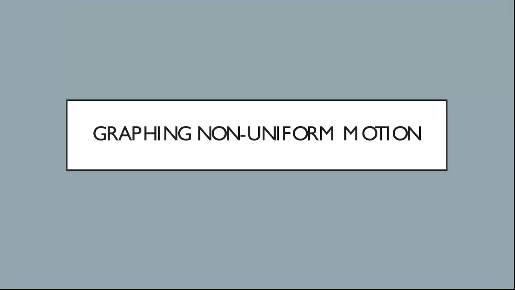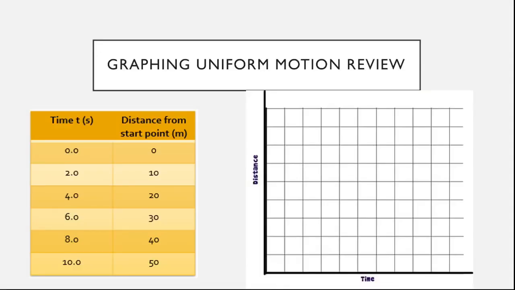Alright, you guys, so now that we know what non-uniform motion is, we have to learn how to graph it. But before we do that, I do just want to do a little bit of review of graphing uniform motion, which remember is when it's covering the exact same distance in the exact same time intervals. So here I have a table that tells me the time and the distance from the start point.